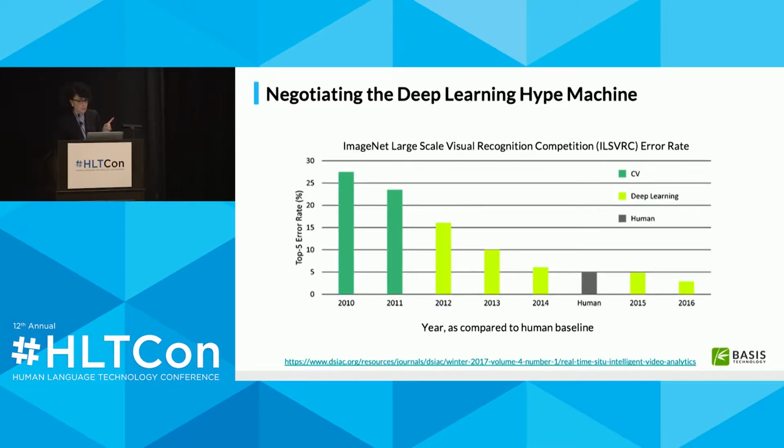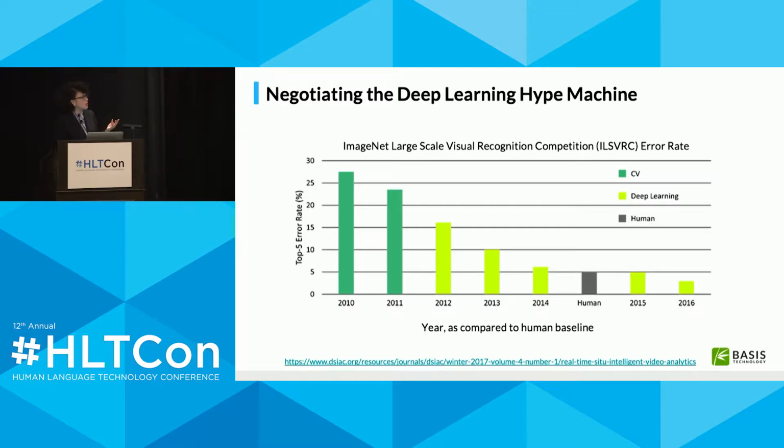So this graph tracks the number of errors made by the top performing system in a particular competition called the ImageNet Large Scale Visual Recognition Challenge, or ILSVRC for not so short. And you may have seen this before. This is a pretty famous graph.